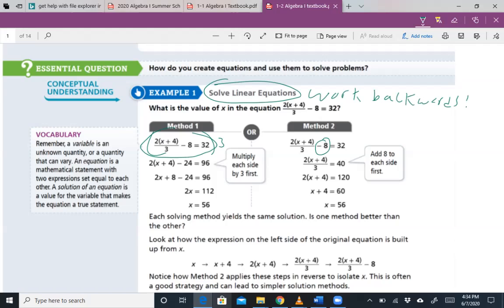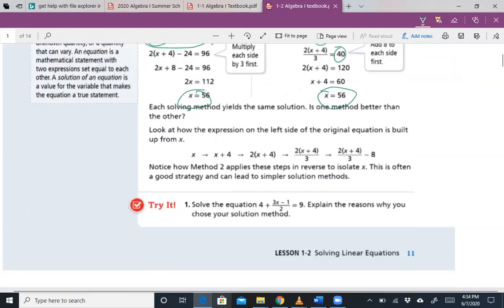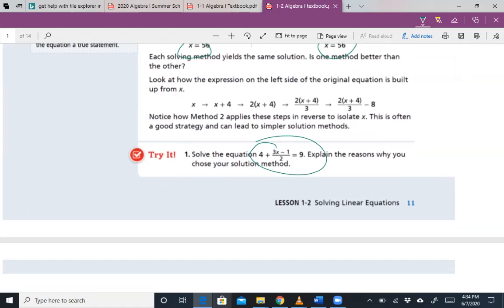But notice here, we added 8 first to get 40. Then I multiplied by 3 to each side. We still get the same answer though. It does not matter as long as you work backwards, or if you want to choose to get rid of the fraction, that's your choice. Whatever you want to do first, okay? So let's look at this right here.